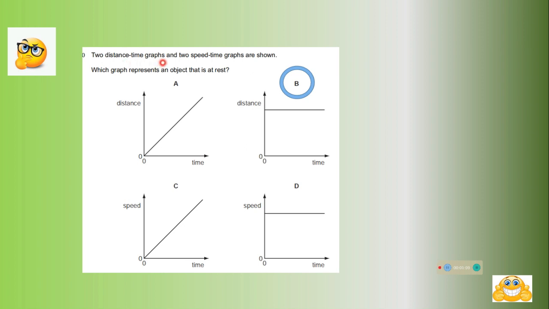Two distance time graphs and two speed time graphs are shown. Which graph represents an object that is at rest? Here option B is right. Here distance doesn't change with time, so the object is at rest.